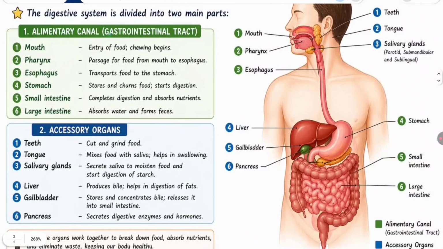So here, what are the two main parts? Alimentary canal, which is the gastrointestinal tract, and second one is accessory organs. Alimentary canal, what organs are coming? Mouth, pharynx, esophagus, stomach, small intestine and large intestine. Accessory organs: teeth, tongue, salivary gland, liver, gallbladder, pancreas.